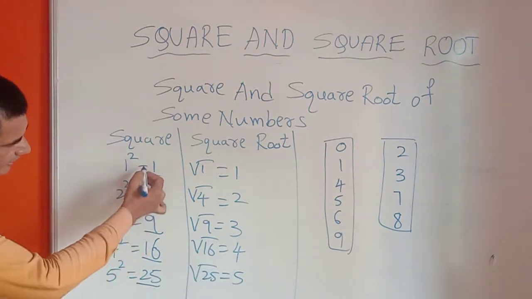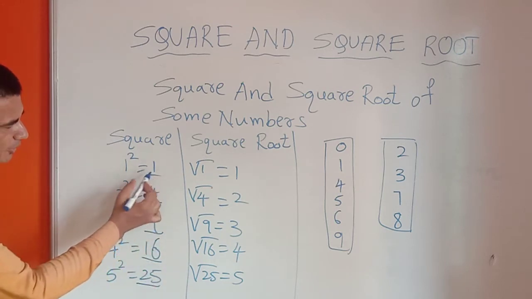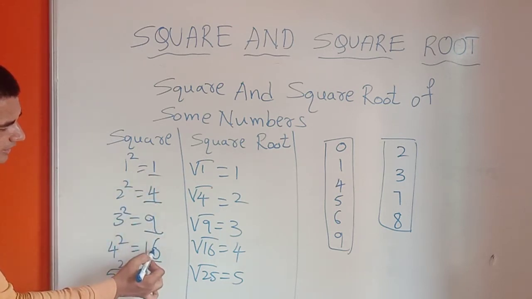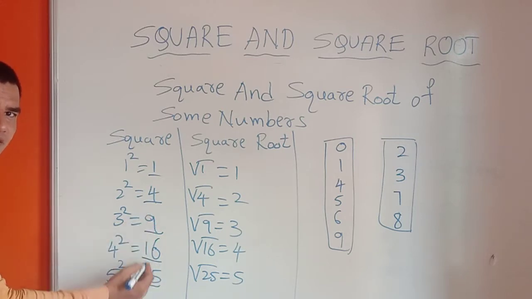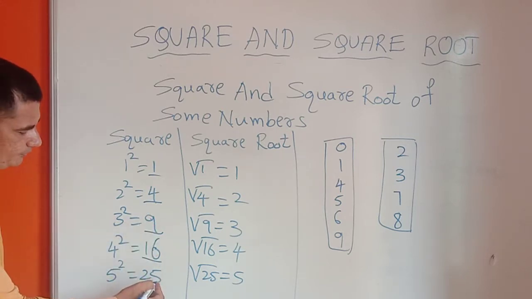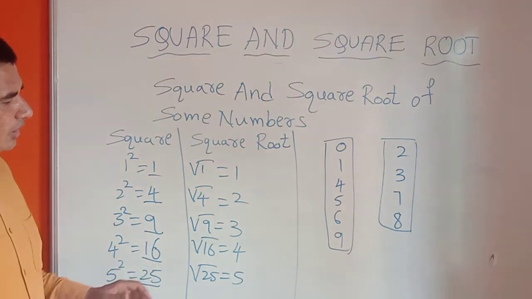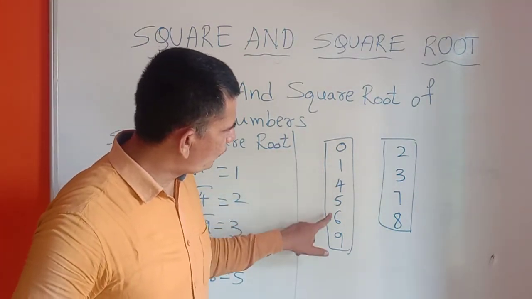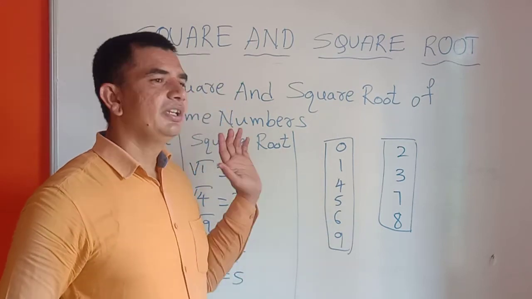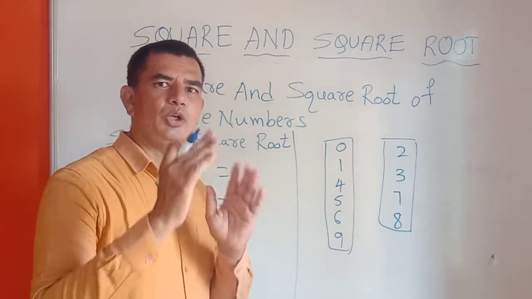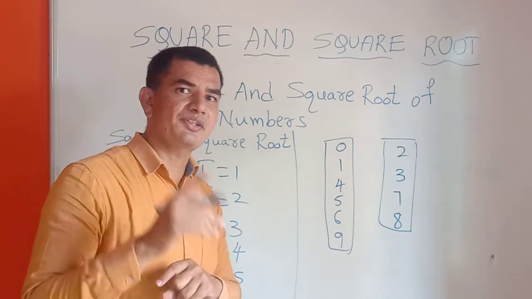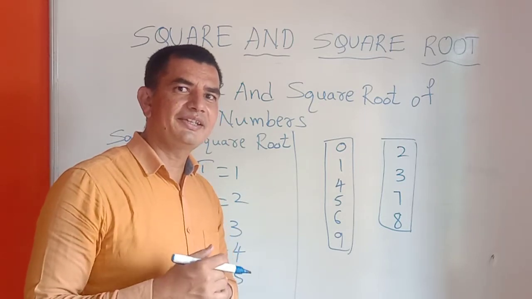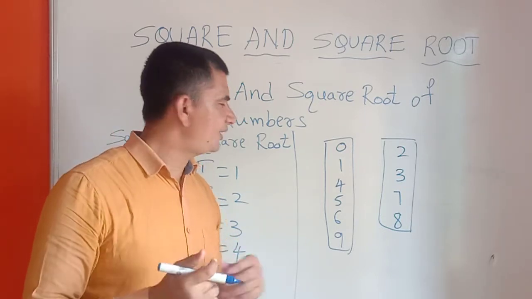So by observing these numbers, we can observe the last digit of the squares: 1, 4, 9, 6, and 5. I have written here some digits: 0, 1, 4, 5, 6, 9. Square numbers can also end with 0, because 10 square is 100. Like this, 100 square is 10,000 you will get.